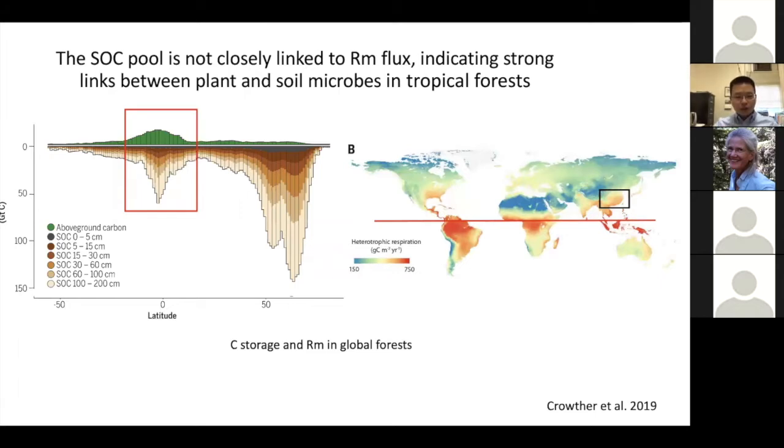Here are two figures about the carbon storage in biomass and soil, and the soil microbial respiration in the world's forests. The tropical forest has the highest biomass in the world, but it has lower soil SOC content than the temperate and the boreal forest. But tropical forest has high soil microbial respiration. This can indicate a strong link between the plant and the soil microbes in tropical forest.